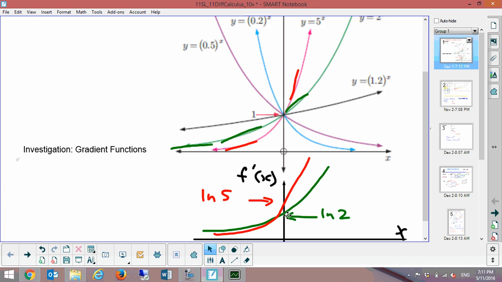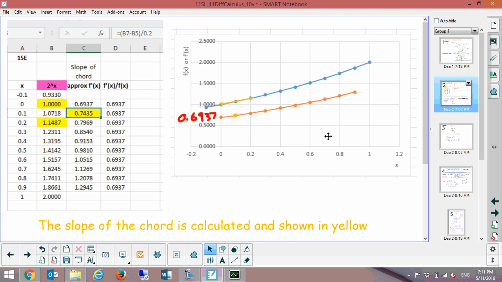Later we find out that these y-intercepts here are actually equivalent to the natural log of 2 and the natural log of 5. So for y equals 5 to the x, this is its derivative function, and the y-intercept is ln of 5. We'll come back to see why that's true in a short time. What we then did was, using Excel, we set up an x and a y value for y equals 2 to the x, and that's the blue line here that we've got plotted.